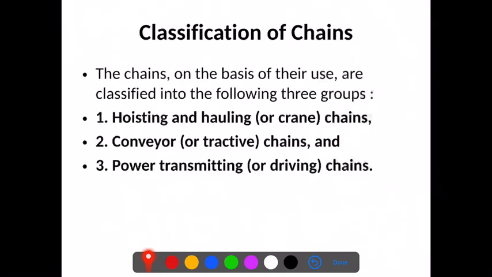Now we will see the classifications of chain. The chains, on the basis of their use, are classified into the following three groups: hoisting and hauling chains, or the crane chains, which are generally used for hoisting and hauling purposes. Then conveyor chains, which are used for continuous transmission of material from one place to another. And then power transmitting chains, which are used for transmitting power, such as in automobiles.